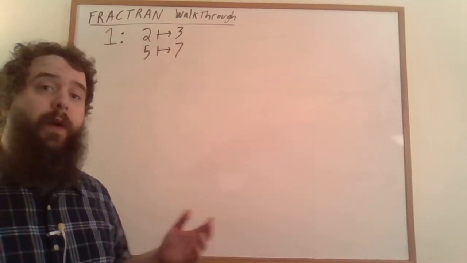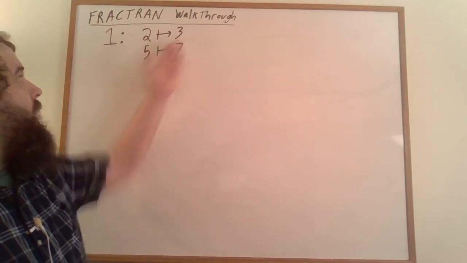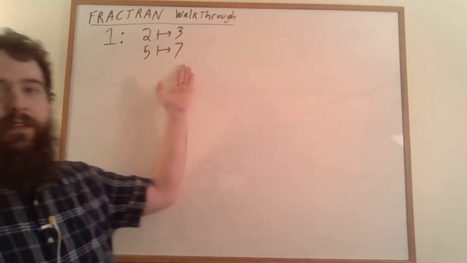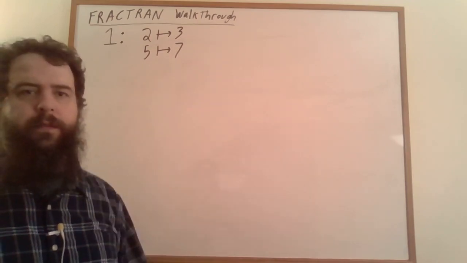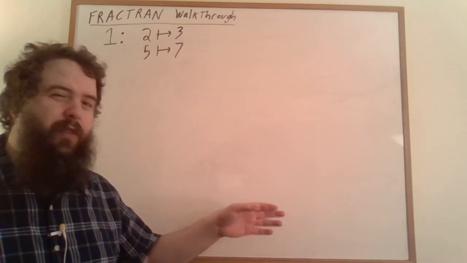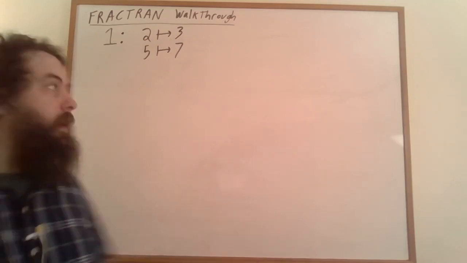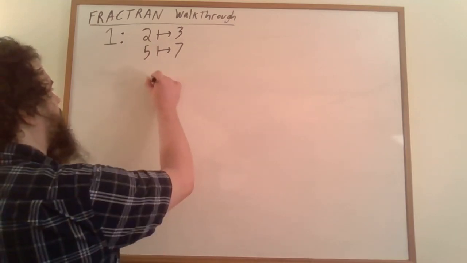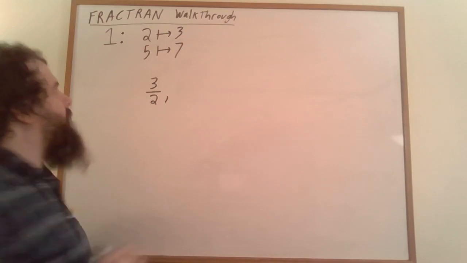Programming puzzle number 1 asks us to find a program that when we input 2 outputs a 3, and when we input 5 outputs a 7, and if we input anything else, it can output whatever it wants. It can even go into an infinite loop. I'm not checking those things. Well, how did we turn 2 into 3? We multiplied it by 3/2. So let's try including that in our program.